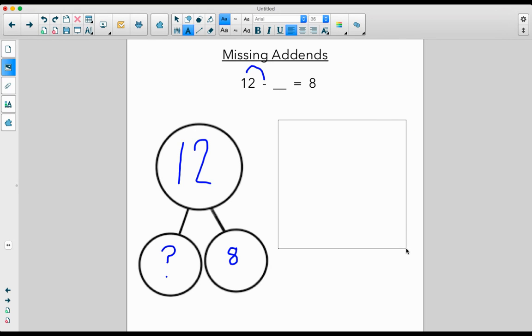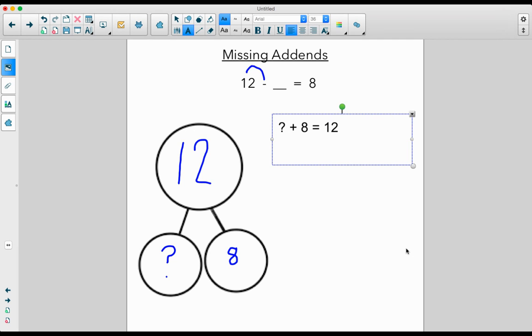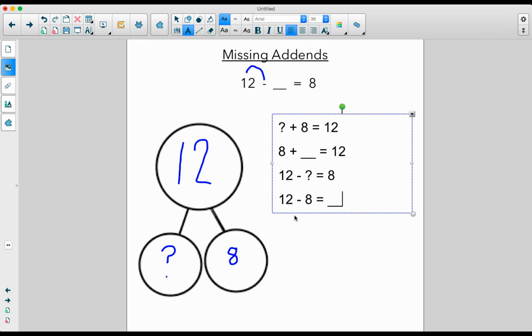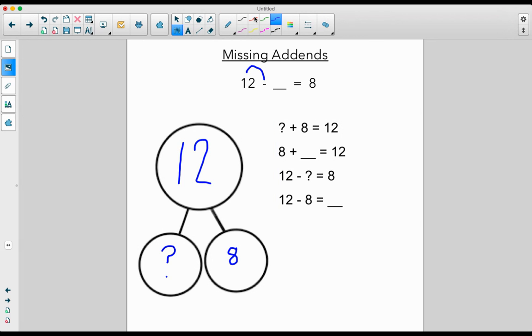So now I could come up with my equations. I could say something plus 8 is 12. 8 plus something is 12. 12 minus something is 8. And 12 minus 8 is something. Oh, I can see easily that I could solve this equation, 12 minus 8. And I can use whatever strategy I want, and I'm going to find out that this part is 4.